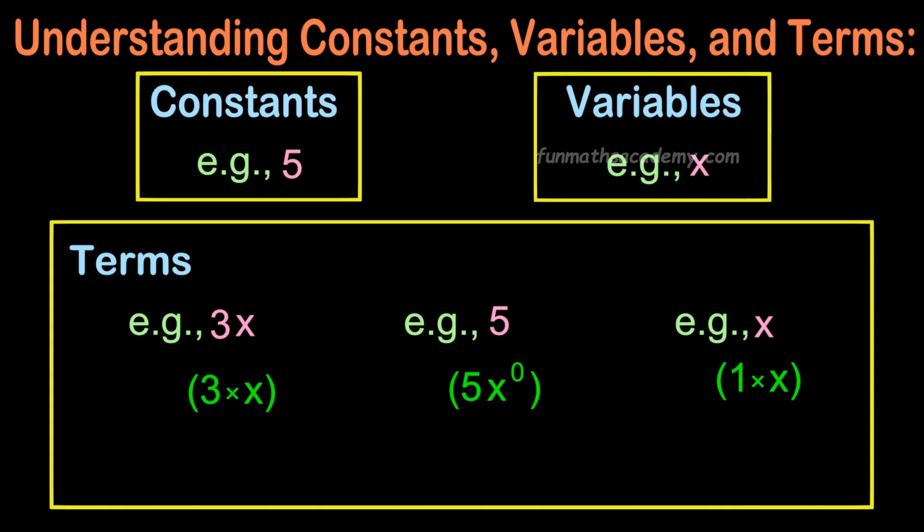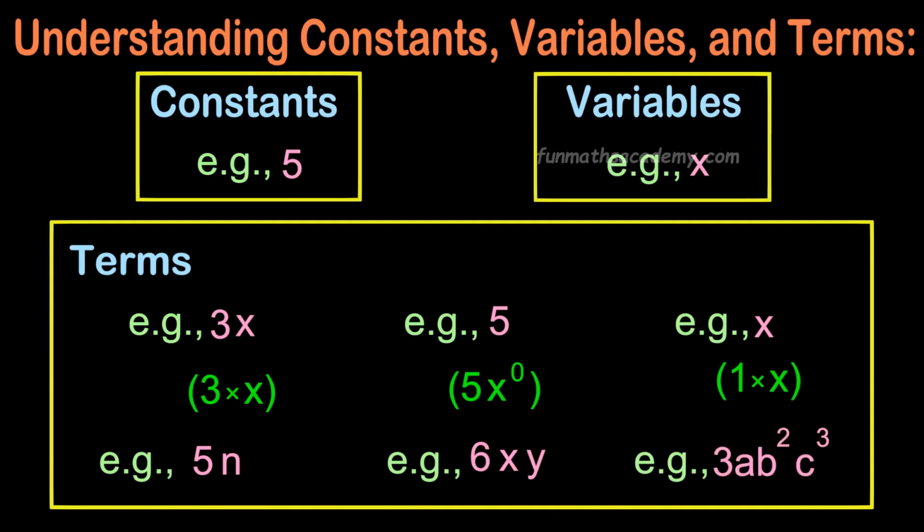We always write the number part first and then the variable part. The variable part should also be written in alphabetical order. n times 5 is always written as 5n, not n5. Similarly, y x 6 is written as 6xy. Variables can be made up of one or more variables that are raised to a power.